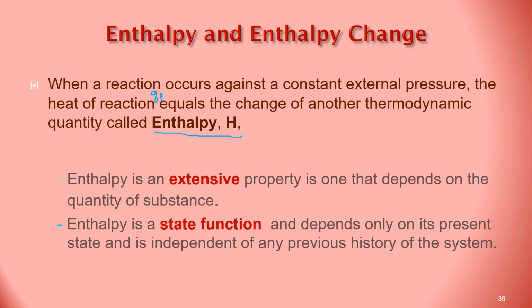So enthalpy is given the symbol H. Enthalpy is an extensive property because, as we said before, it depends on amount. So, if you react 1 gram of something, it'll have a particular enthalpy. If you react 50,000 grams, it's going to have a completely different enthalpy because it'll all be related to how much you have. It's also a state function, like we just talked about, because it only depends on the present state and the initial state, and is independent of the pathway that happened to get there.